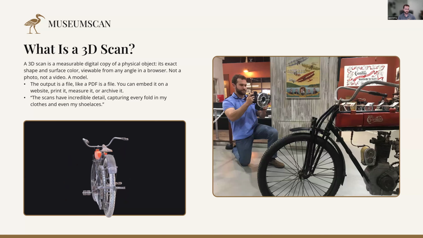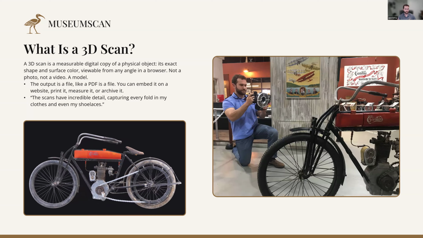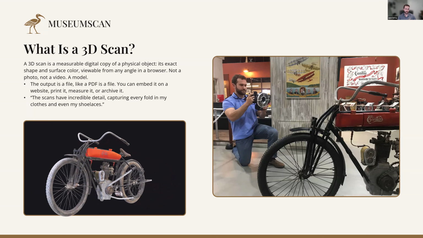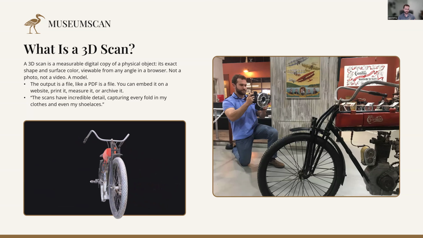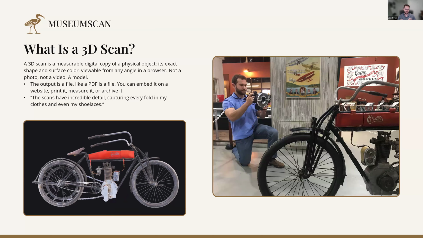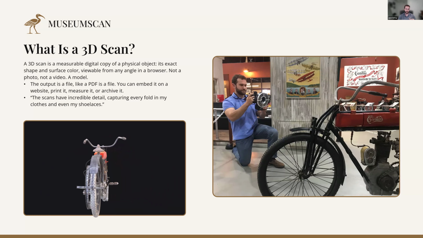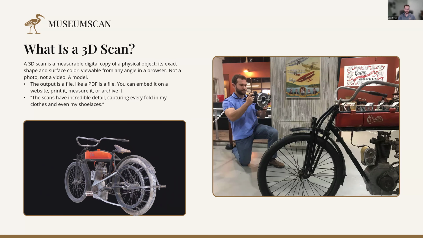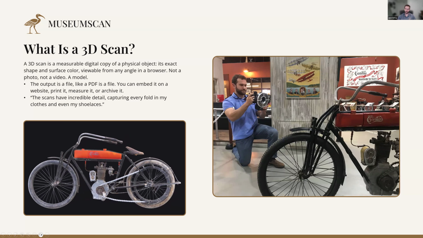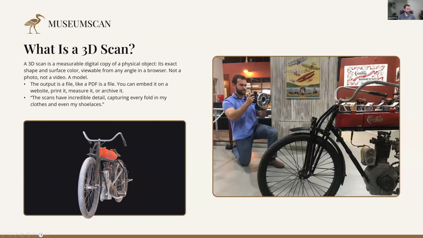The 3D model is fundamentally a file, just like a PDF is a file. You can embed it in your website, you can print it, measure it, or archive it. And as one client said, the scans have incredible detail, capturing every fold of my clothes and even my shoelaces. And so you can expect very high resolution, both in the geometry of the scan, as well as the texture and the color that we're able to see. And this image here is me taking photographs of the Curtis motorcycle with the 3D scan you can see here.